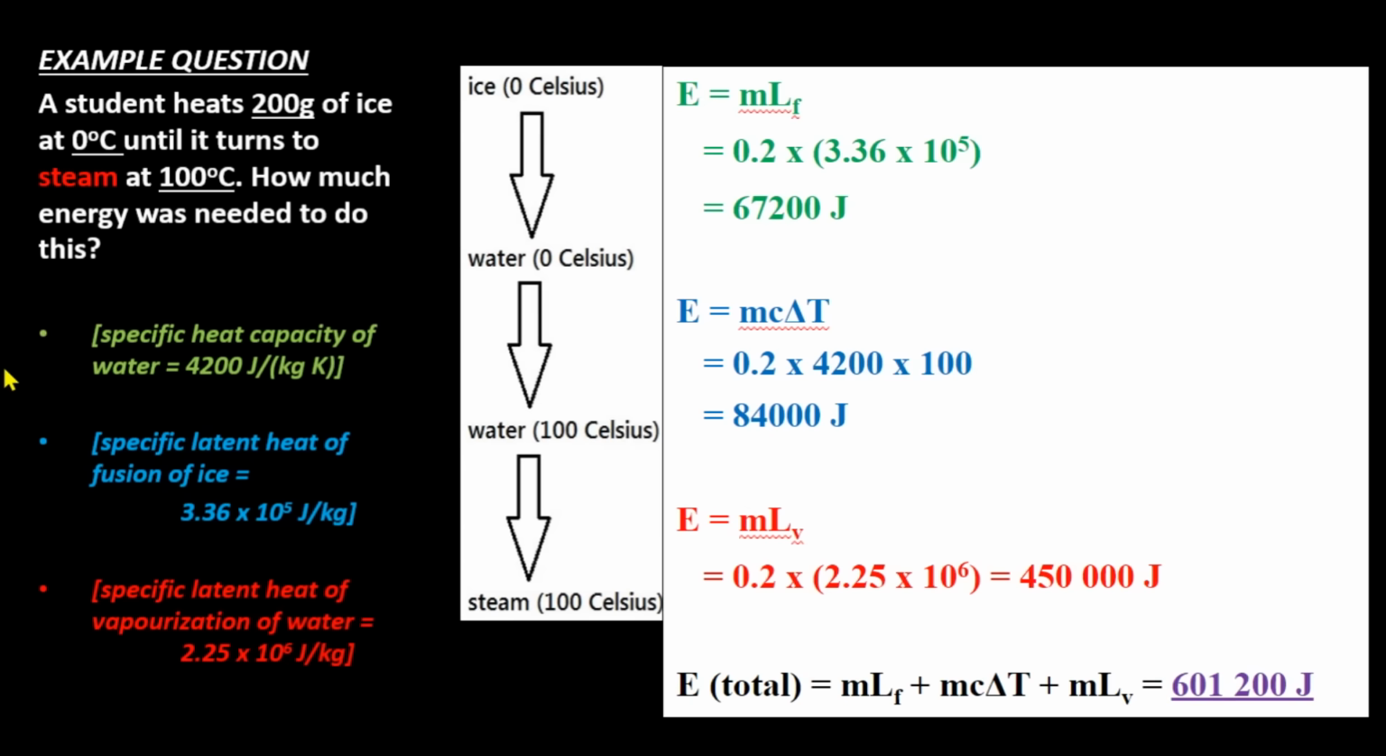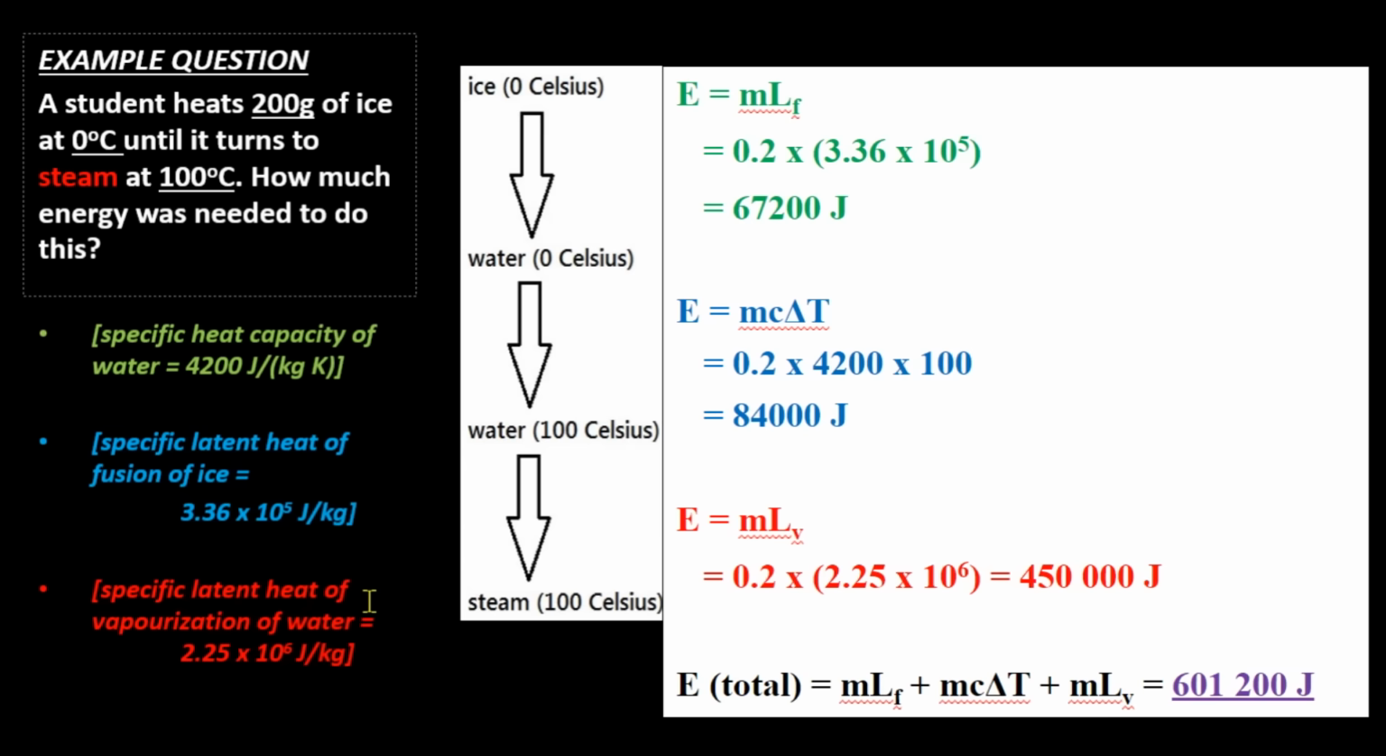Here we have an example question. A student heats 200 grams of ice at 0 degrees Celsius until it turns to steam at 100 degrees Celsius. How much energy was needed to do this? Here we can see we have three constants: the specific heat capacity of water, the latent heat of fusion of ice, and the latent heat of vaporization of water.